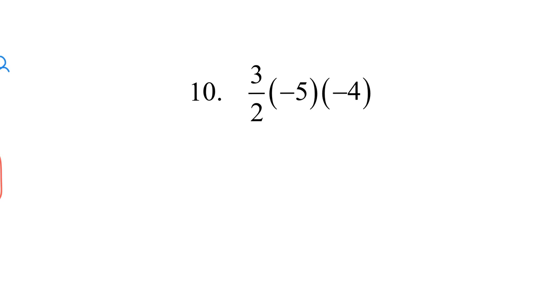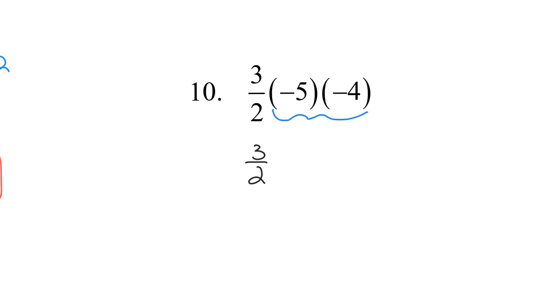If you have a fraction and a couple of integers, negative 5 and negative 4, this is a rational number, it's a fraction. The easiest way is to first multiply the integers. These two parentheses, nothing is in between, so I can multiply the integers first. Let me bring down the fraction, 3 over 2. I can do that because when you multiply, order doesn't matter.